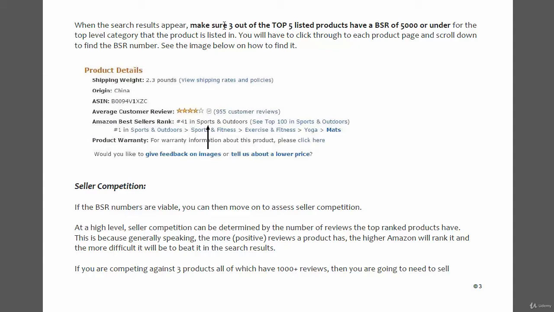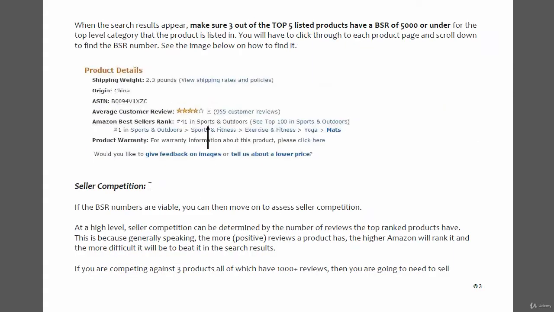I've written down here the criteria, that you will need to make sure that 3 out of the top 5 listed products have a BSR of 5,000 or under. So just write the products and the numbers down, but then you'll need to go back, and when you're assessing the criteria and all the data, bear that in mind when you're choosing which products to move forward with.